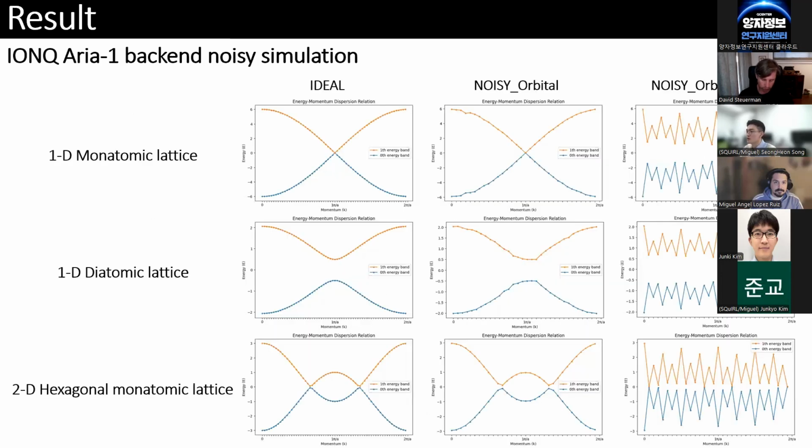We also tried to run the algorithm on the IonQ ARIA 1 backend noisy simulator. The first column shows ideal simulation results. The second column shows the noisy backend simulator on only the orbital register. And the third column shows the noisy simulator on both orbital and site registers. As you can see, noisy simulations for all registers have much more fluctuations in the diagram, and we think that it is due to a lot of controlled rotation gates in the QFT part on the site register.